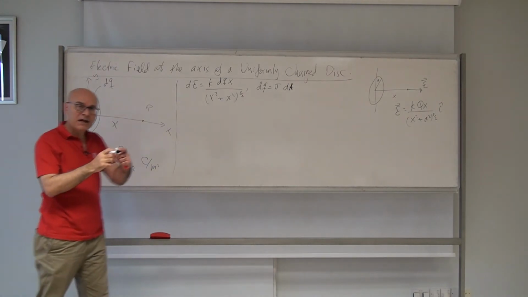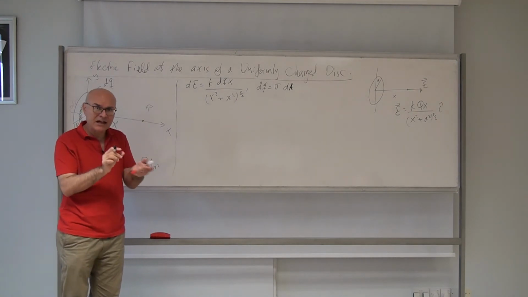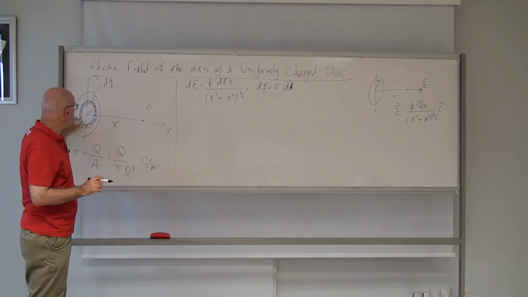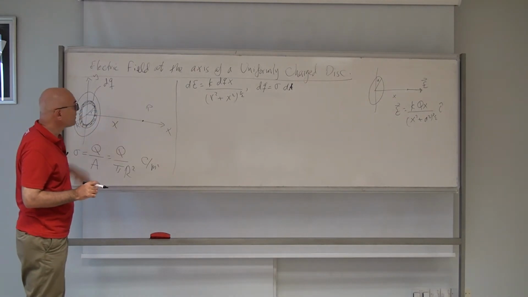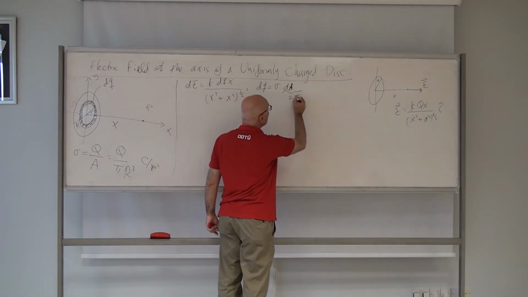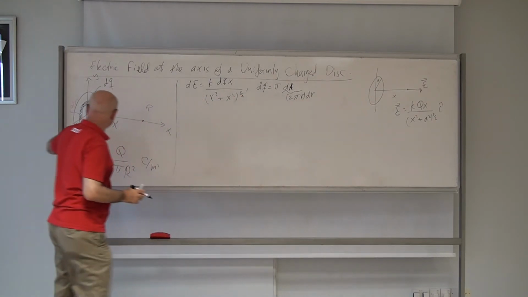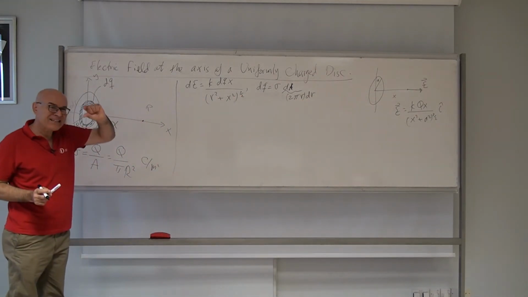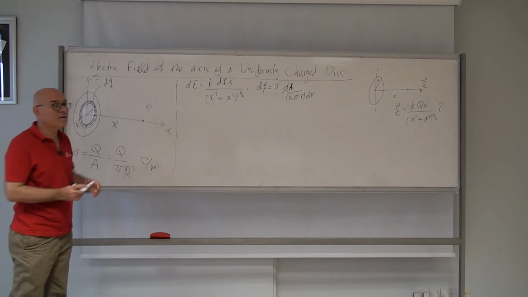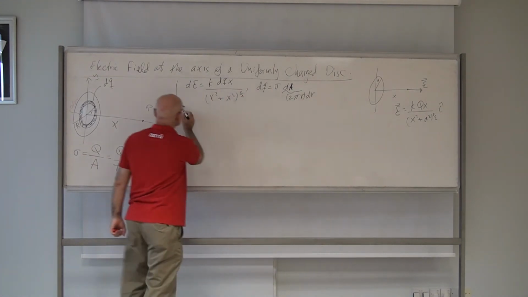Because the ring now has a finite thickness, the charge is distributed over an area actually. Now, what is the area of this ring? This dA is equal to 2 pi r dr. This is the circumference multiplied by its thickness, okay? So dr, because it's small, when dr is small, this is a good expression.